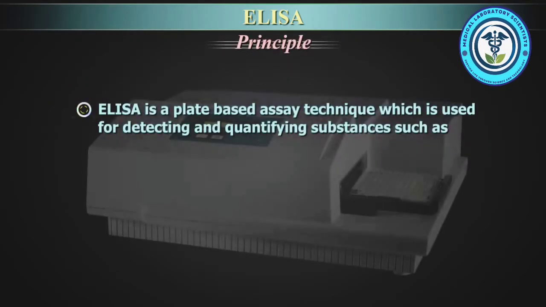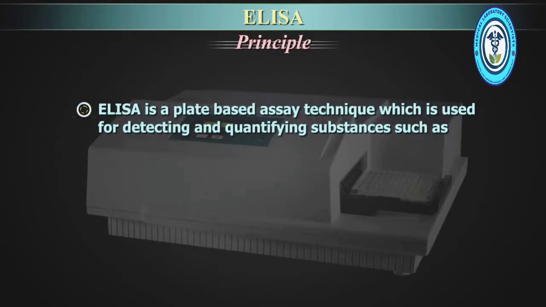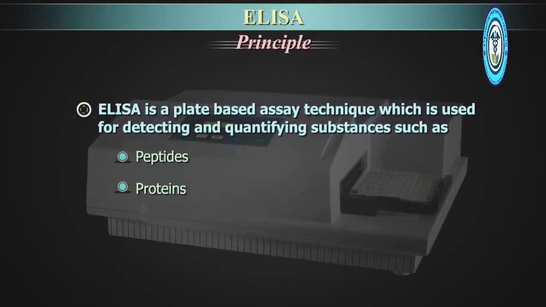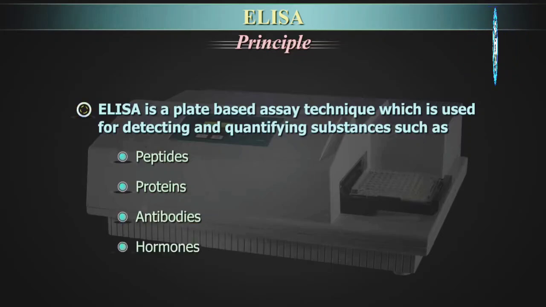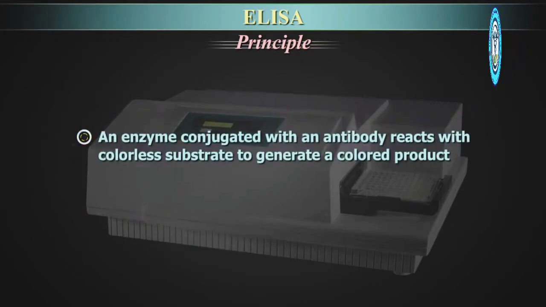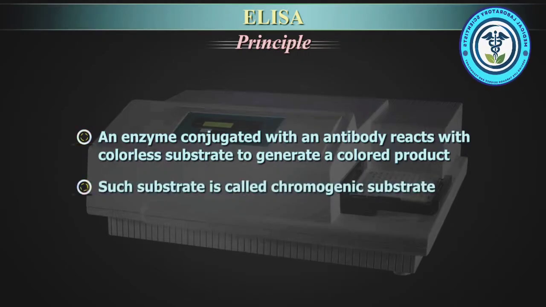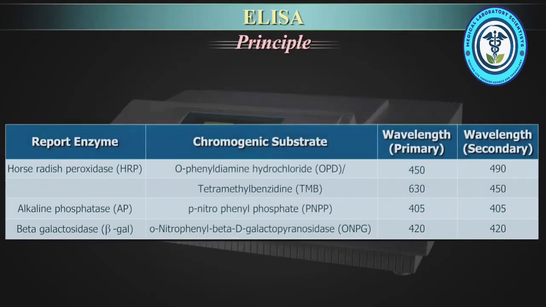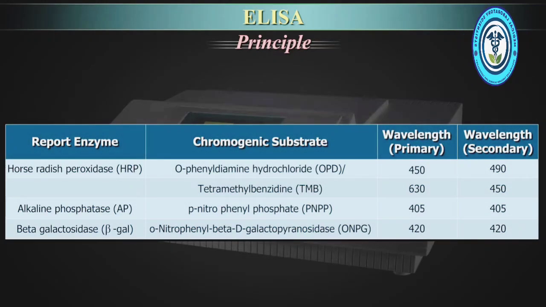Principle. ELISA is a plate-based assay technique which is used for detecting and quantifying substances such as peptides, proteins, antibodies, and hormones. An enzyme conjugated with an antibody reacts with colorless substrate to generate a colored product. Such substrate is called chromogenic substrate. A number of enzymes have been used for ELISA. For example, with the reporter enzyme being horseradish peroxidase or HRP, two different chromogenic substrates can be used.